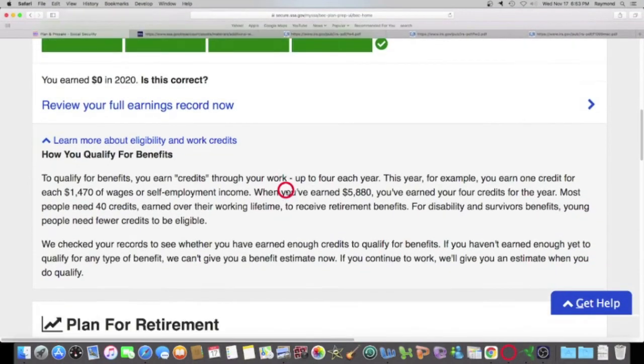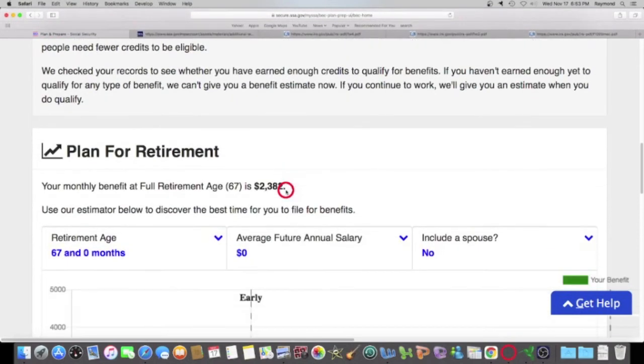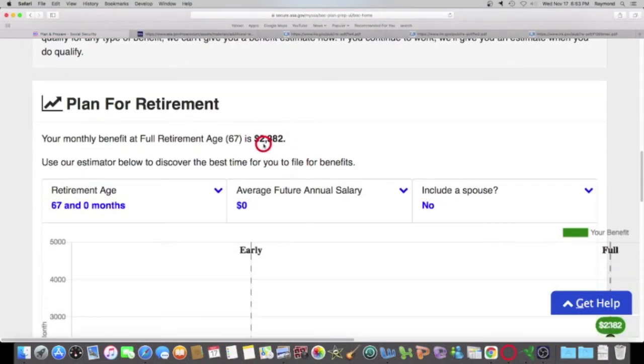So what else do we have? We're going to keep scrolling down. And bingo! It's telling me how much money as of today at full retirement age 67 I would get. So I would get $2,382. Now this will change based on what I do in the future.